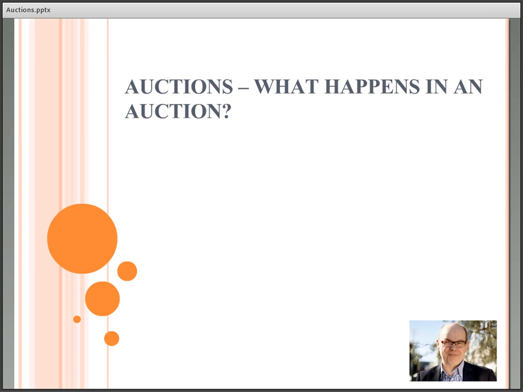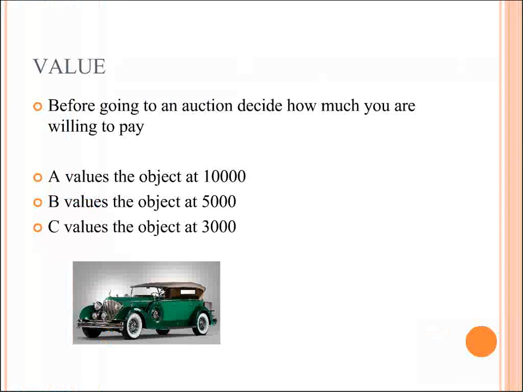I would like to talk a bit about auctions and what happens in an auction. So the basic auction: before you go to an auction, you should decide how much you are willing to pay for something. So let's imagine that here we have the object. This is a car, and bidder A values the object at 10,000. Bidder B values the object at 5,000, and bidder C values the object at 3,000.